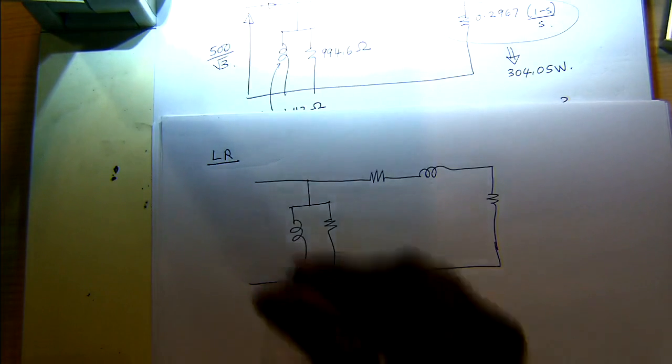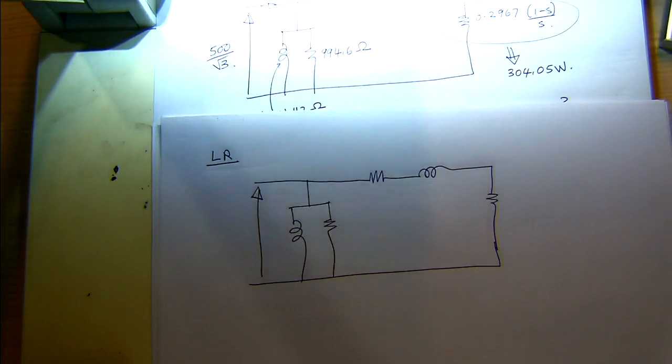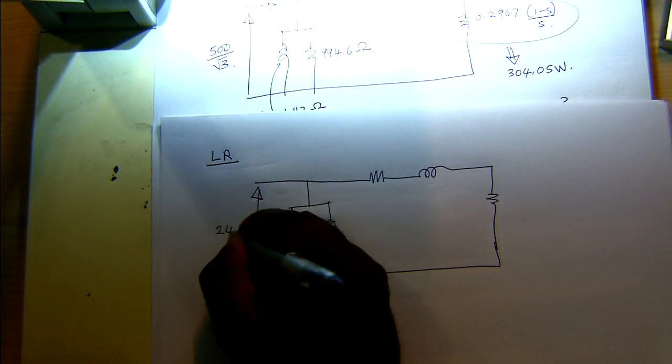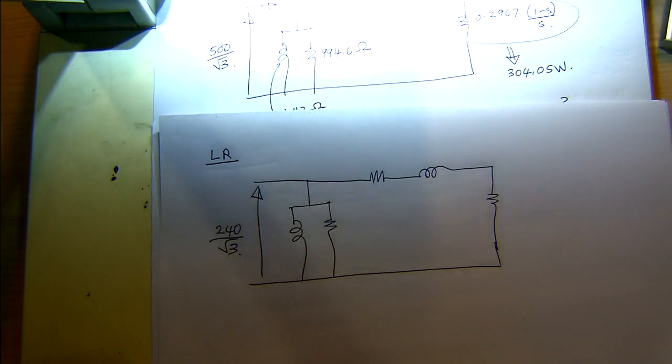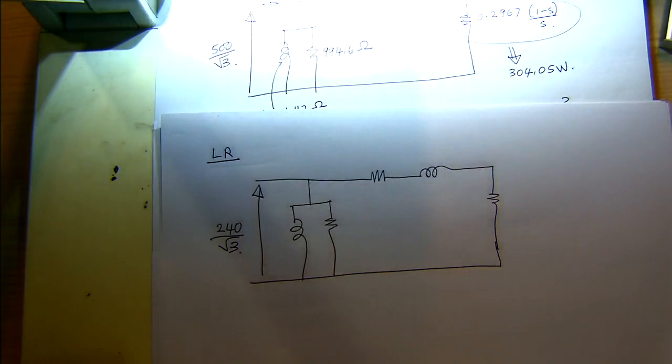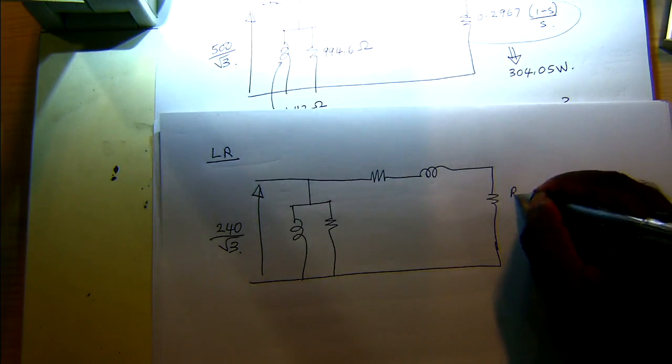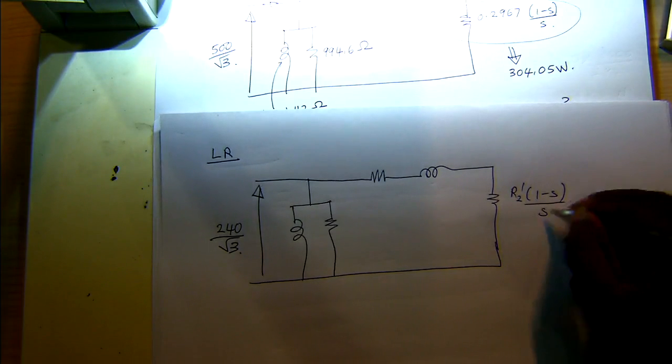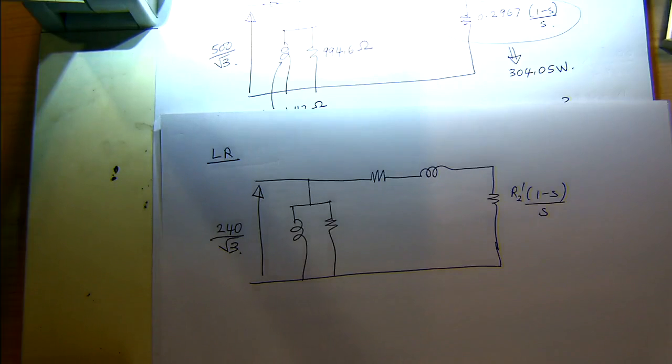So we have 240 volts line to line, so that will be 240 over √3. In this case, we neglect the shunt branch. We assume that the shunt branch doesn't consume much power. Since this is like R2 prime times (1 minus S) over S, under lock rotor conditions S equals 1. So then that becomes 0.